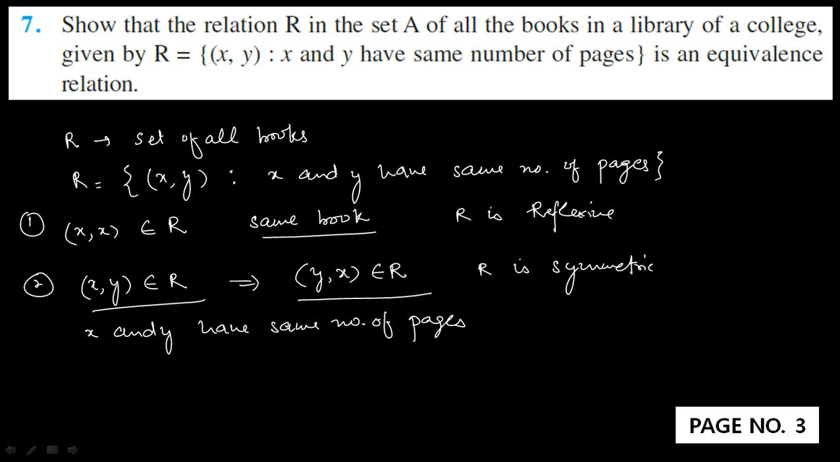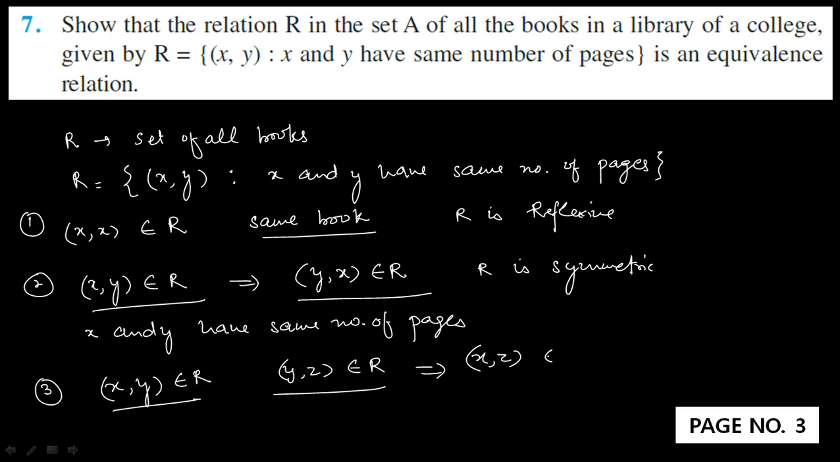Now what about the third condition? If I am writing x, y have the same number of pages and y, z also have the same number of pages, then clearly I can write x and z have the same number of pages. It means R is transitive. Now these are the three conditions.